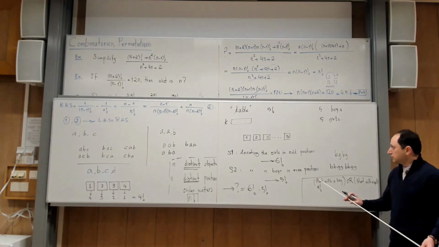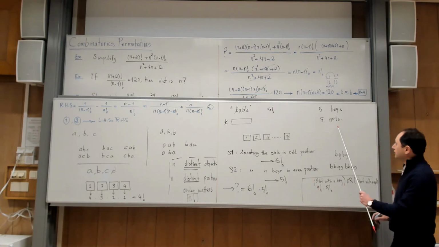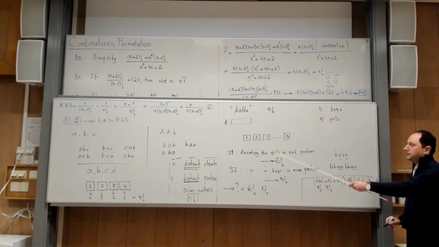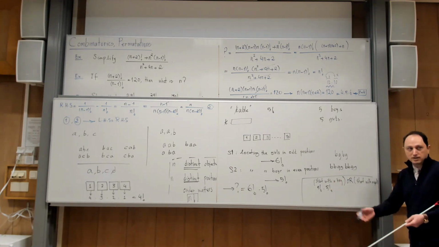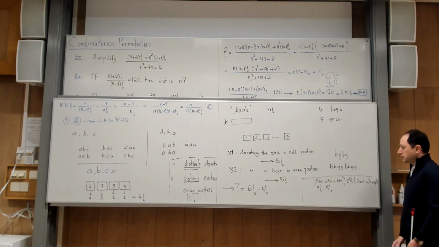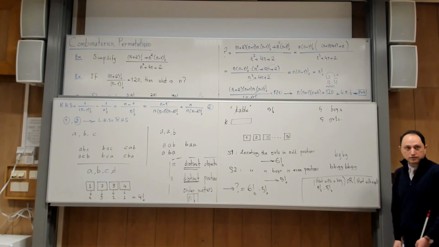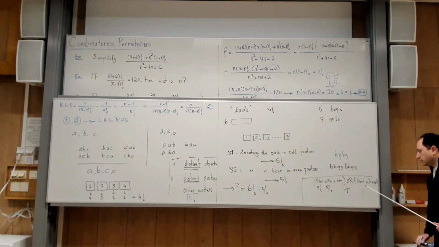So let me write it. 5 factorial. Yes, I have 5 girls. I want to locate them in even locations. Even locations are 2, 4, 6, 8, and 10. 5 of them are there. 5 objects, 5 positions, all of them. So that's the answer. Or I start with a girl.